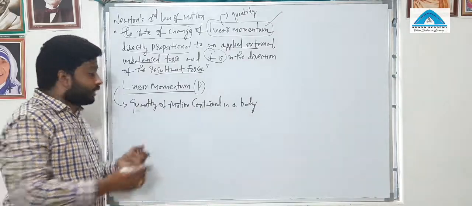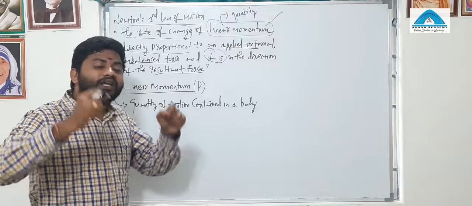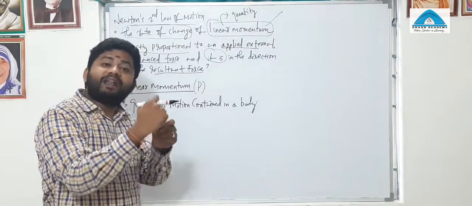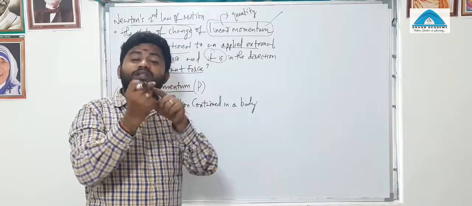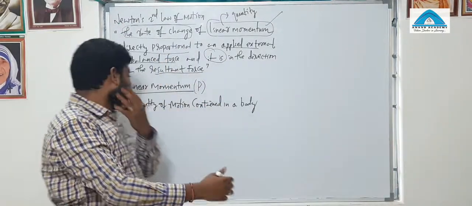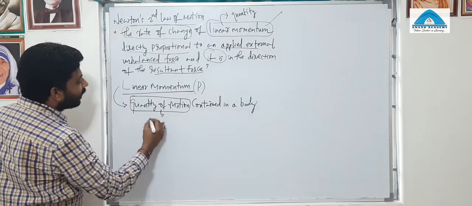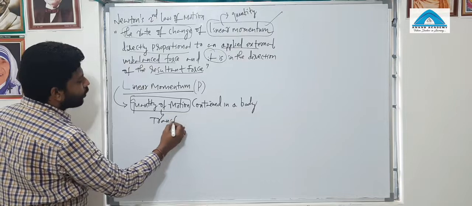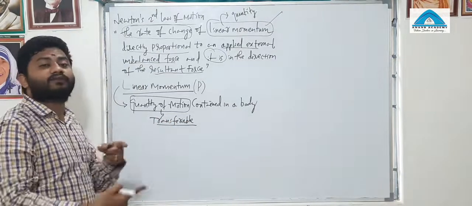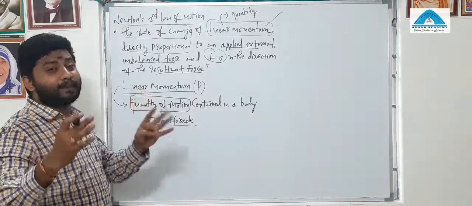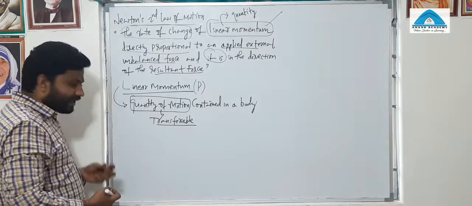So linear momentum is the quantity of motion contained in a body. Any body that is moving will have some quantity of motion with it. The quantity of motion can be transferable, remember. This quantity of motion can be transferred from one body to another body. I will give you the examples also.